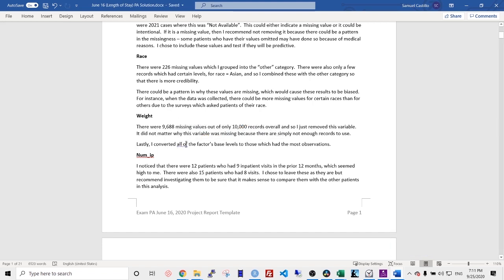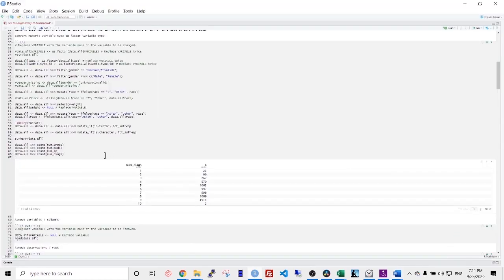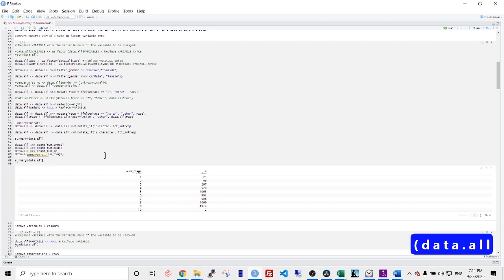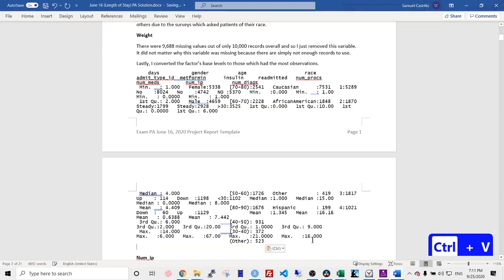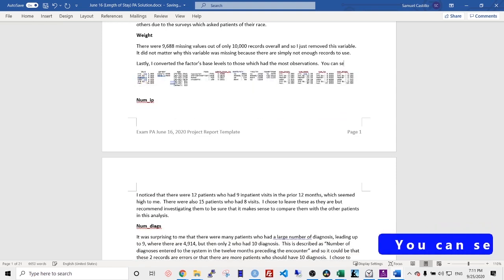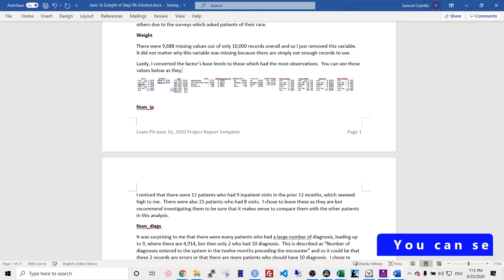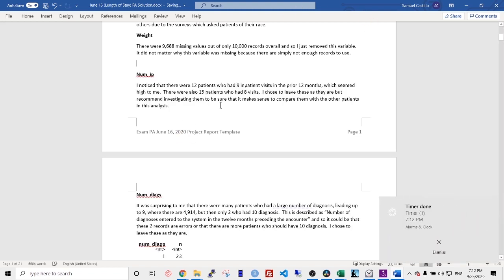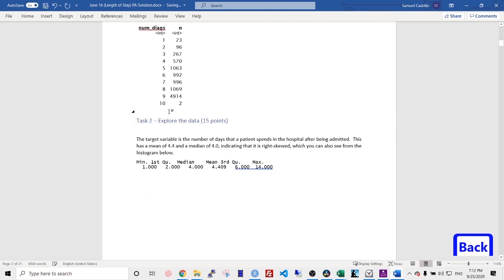Here I say I converted all of the factors' base levels to those which had the most observations. So you could actually include that explicitly. If you look at summary data.all, you could just copy this result and then just decrease the font here. So use control left bracket and then say you can see these values below as they are the first value listed. This is gender equals female, age is equal to 70 to 80, and so forth. And then I would move this down to the end of the report after I've discussed these other variables.